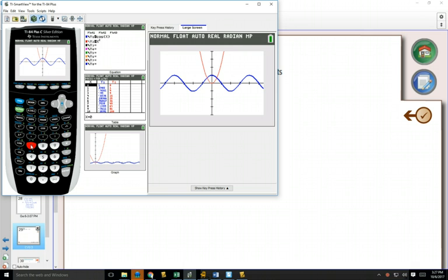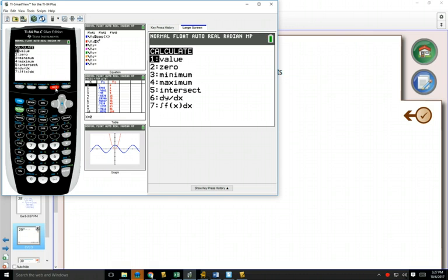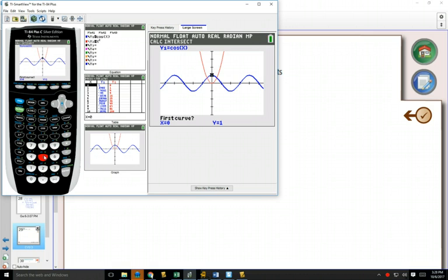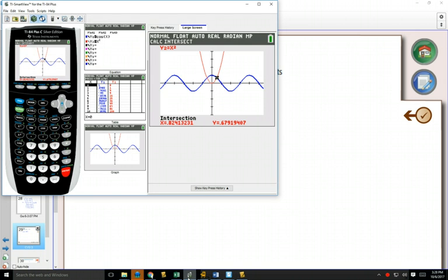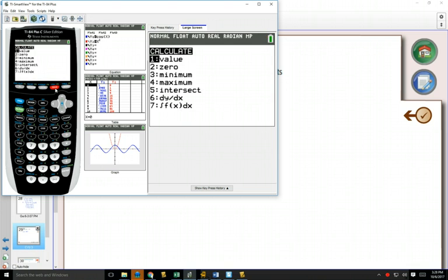We can now go second trace, which is our calculate menu, number 5 for intersect. Push enter 3 times, and it will find one of your intersection points. X equals 0.824. We can ignore the y value because in our original equation there is no y. You're solving for x. So one of your answers is 0.824.